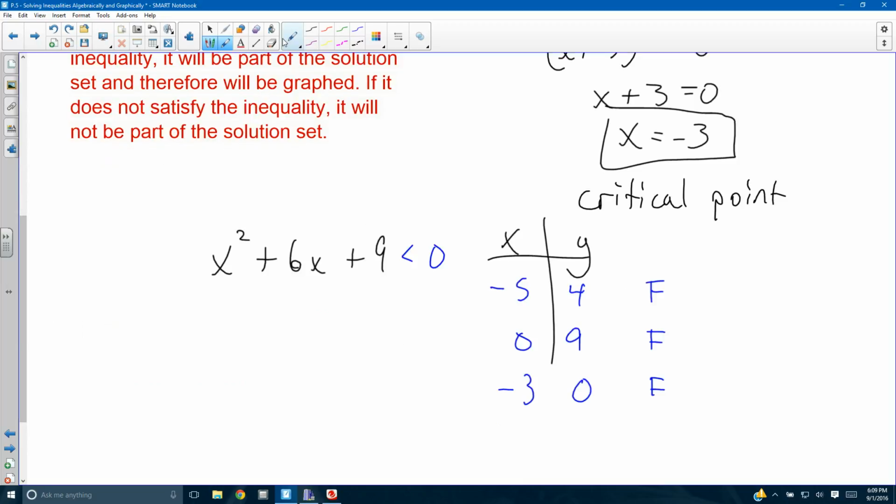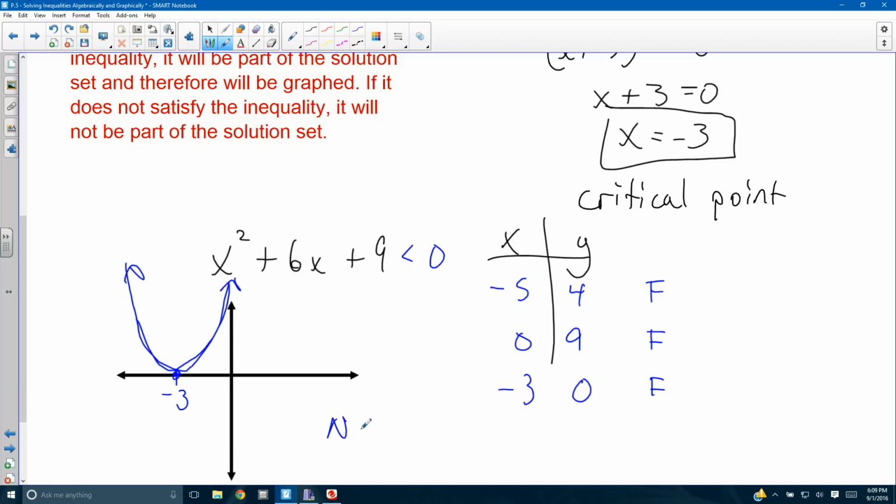But once again, why? It's because the new graph that I made, the modified one, has a vertex at -3. Therefore, it's just doing this. You know what I mean. It's going down to -3 and coming back up. It's never hitting negative territory, ever. There's no value that will give you 0. So all of these are false. So how do you graph it? You don't. You say no solution. That's it.